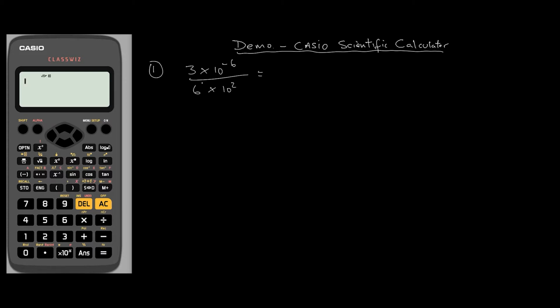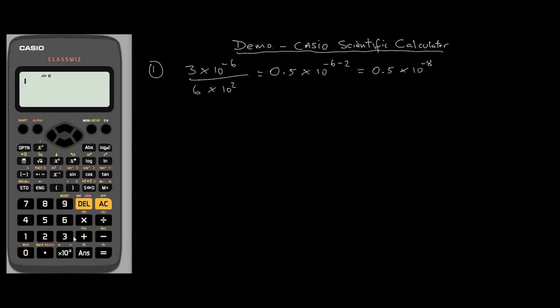Now, what I'm seeing here is 3 over 6, which is 0.5 times 10 to the power, and then we've got the top power take away the bottom power. So what we should be seeing on the calculator is 0.5 times 10 to the minus 8. So let's see how we can enter this.